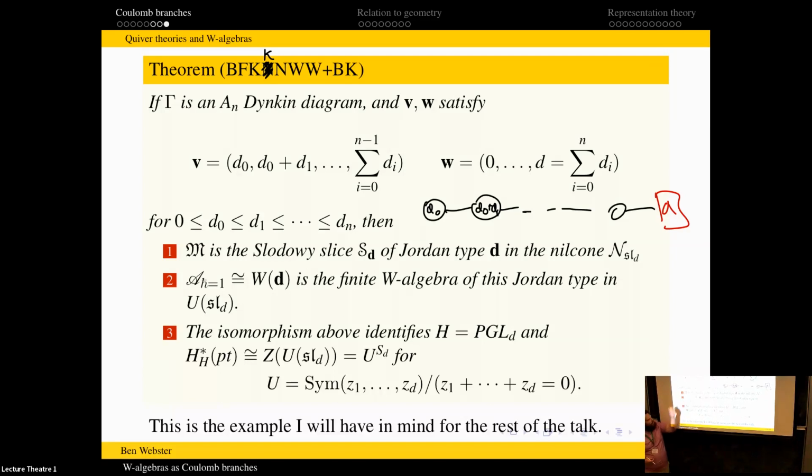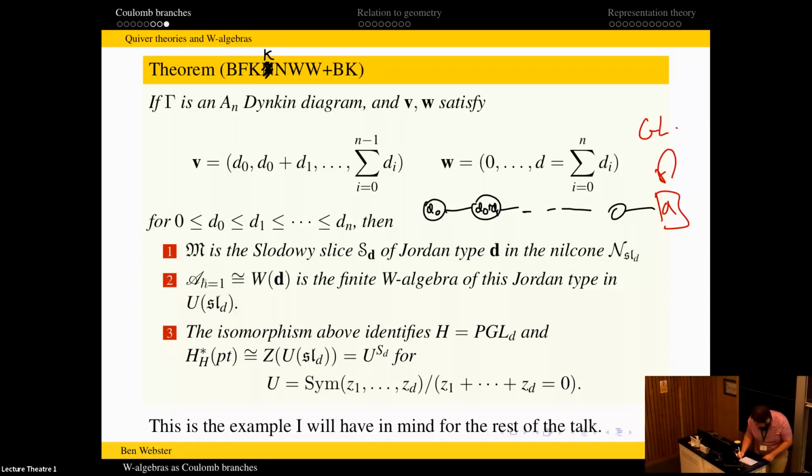I put in my extra equivariance, and what I get is the finite W-algebra now with the big center. So the big center comes from the equivariant cohomology of a point for my H, which in this case is PGL_D. So I have GL_D acting here, but the scalar matrices inside it actually lie in the gauge group acting on the other nodes. So the quotient of the normalizer by G is PGL_D. And indeed, the equivariant cohomology of a point for PGL_D is the same as the center of the universal enveloping algebra for SL_N.